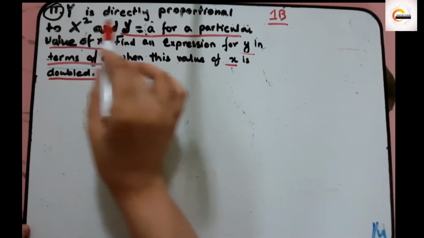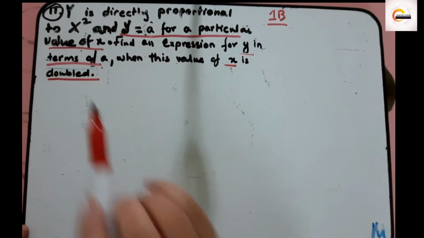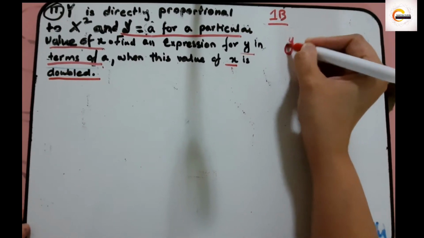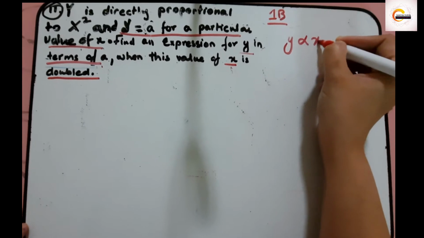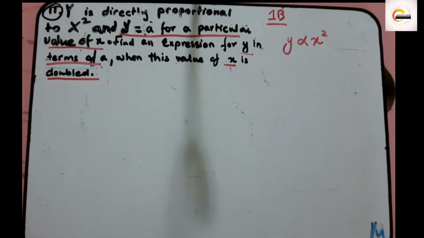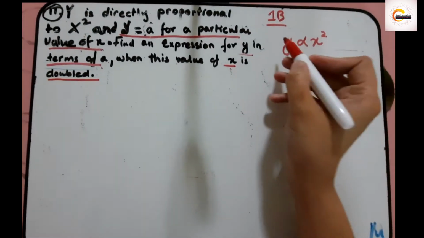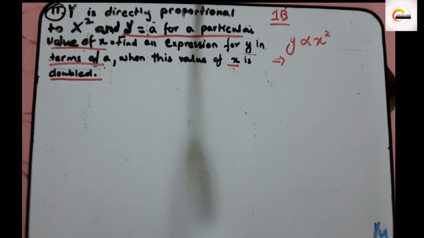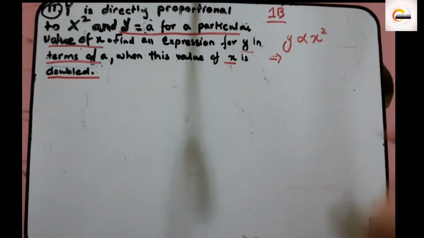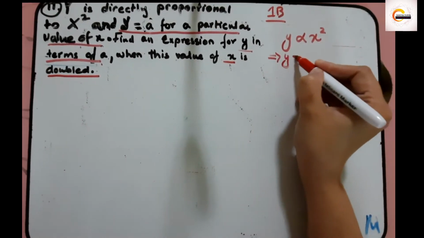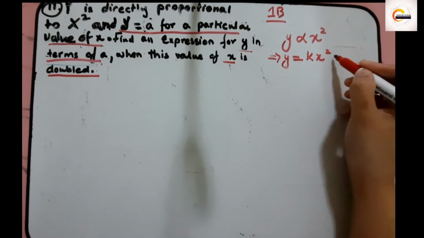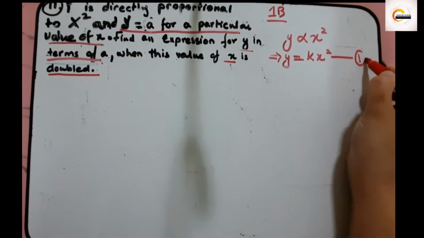So y is directly proportional to x square. Let's just write down the way I've told you before. Y is directly proportional to x square. Before going anywhere, just write down this expression and complete it as we have been doing in our last exercises. y = kx², and we will call it number 1.